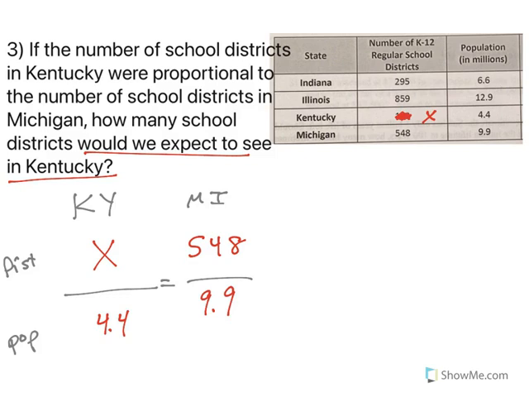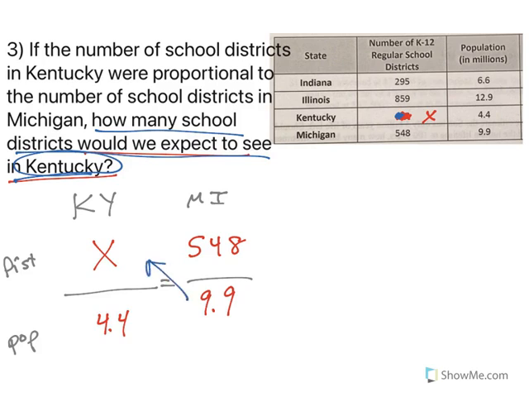Now, when you have these where you have the data and you're playing kind of the what-if game, it's always important to see what they're asking. How many school districts would we expect to see in Kentucky? So notice how the first thing I did was I went to my table and crossed out the known, because it's kind of confusing to solve a proportion when you know all four pieces. All right, so we're going to go ahead and do our math.